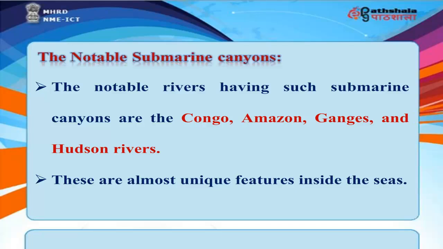The notable submarine canyons. The notable rivers having such submarine canyons are the Congo, Amazon, Ganges, and Hudson rivers. These are almost unique features inside the seas.